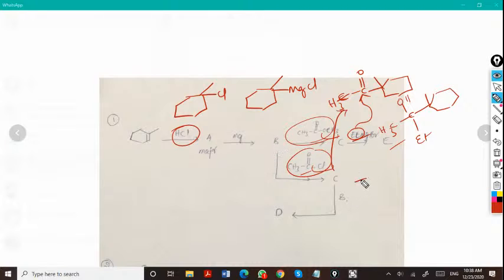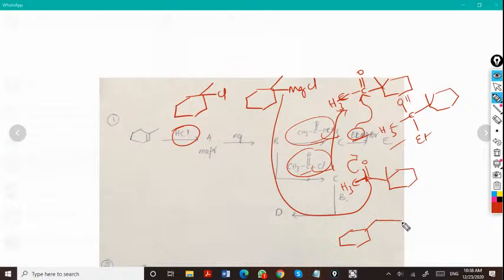So what is C? C is the compound of this, which on treatment again with Grignard is going to be attacked, resulting in this water and this alcohol. So D will be this. Next.